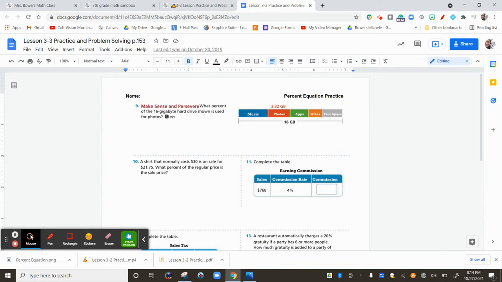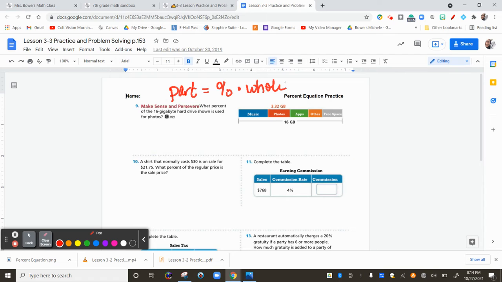Hi, let's look at these questions here. So we are going to be using the percent equation. Remember in the percent equation that the part equals the percent times the whole. Okay, so make sense and persevere.